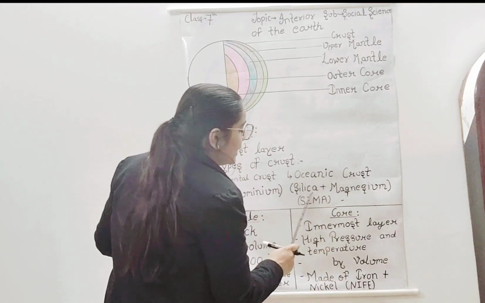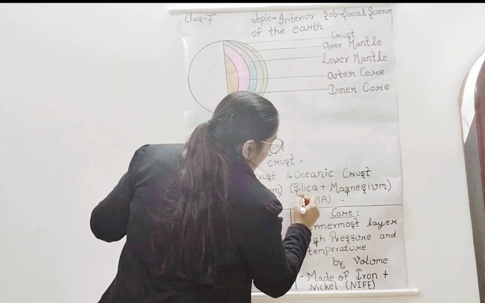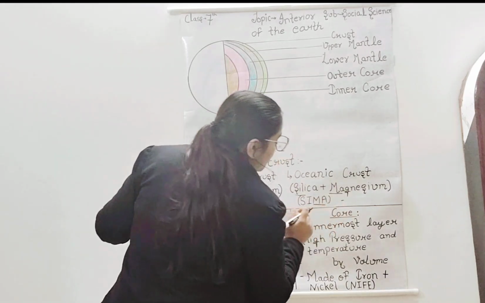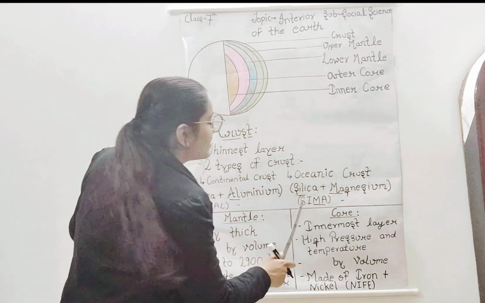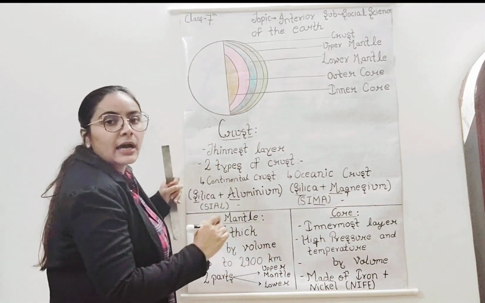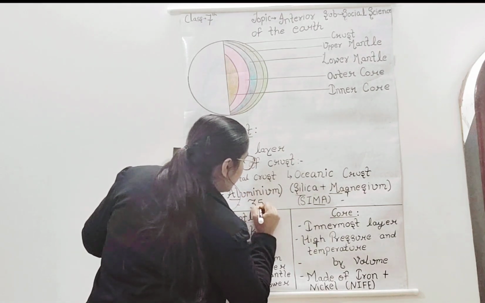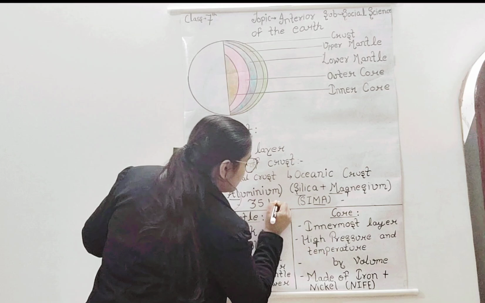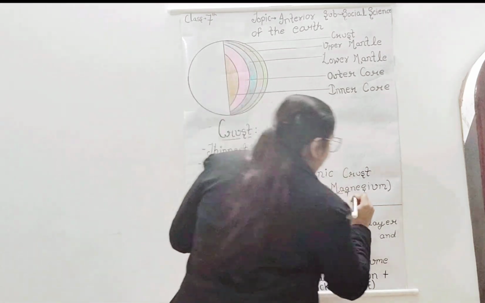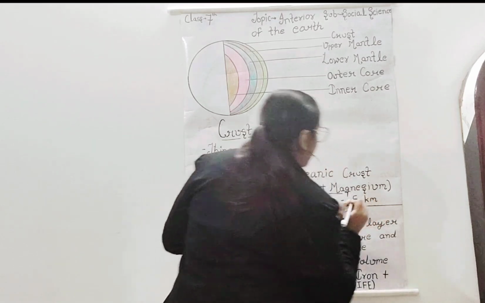In a similar manner, oceanic crust is made up of silica plus magnesium. If I take Si of silica and Ma of magnesium, what we will get? Something like SiMa. Now, this continental crust extends up to a depth of only 35 kilometers, whereas the oceanic crust extends up to a depth of 5 kilometers only.